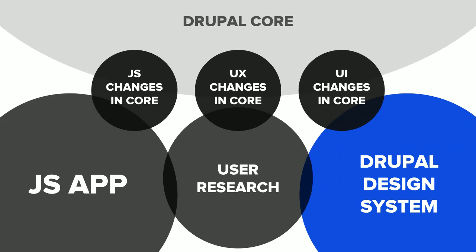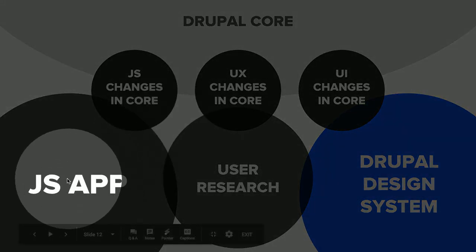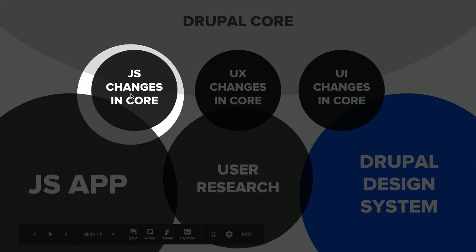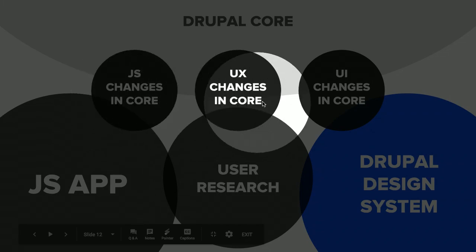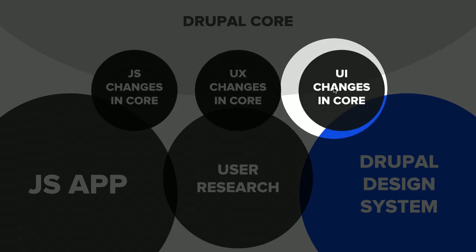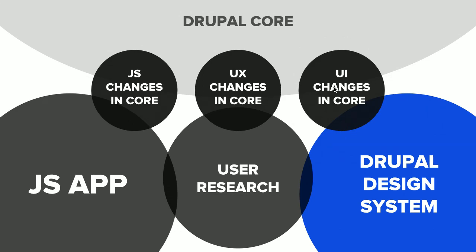So there are several things happening right now. The JavaScript part is working on changes in core. We're working on the new theme for implementing this new design system into core before the JavaScript app is there. So we are working on the new theme, which is going to be called Claro. But this is not all.